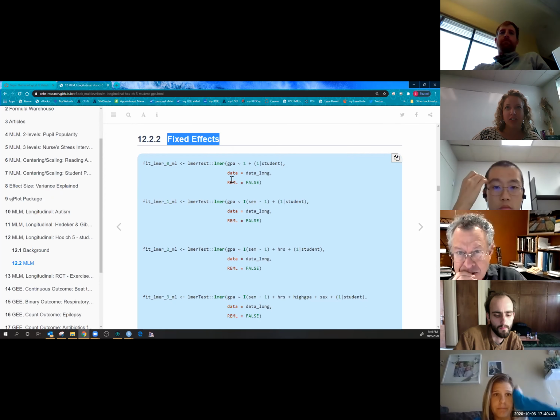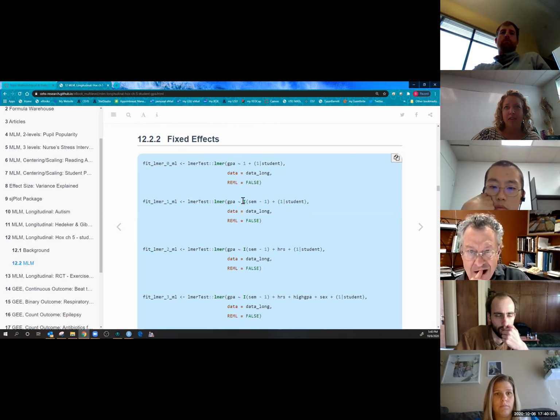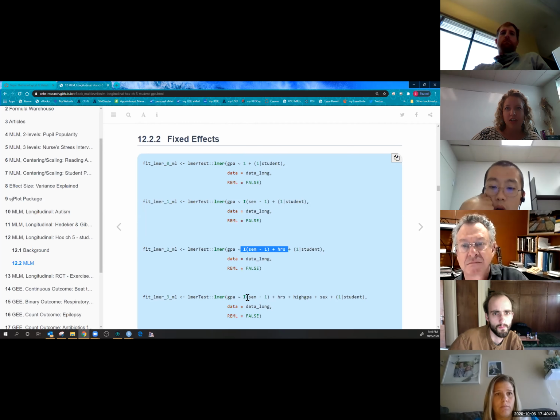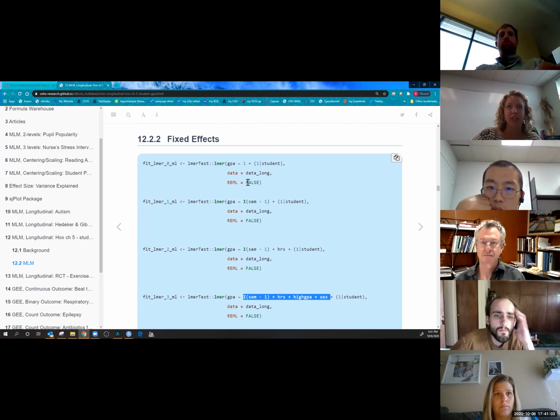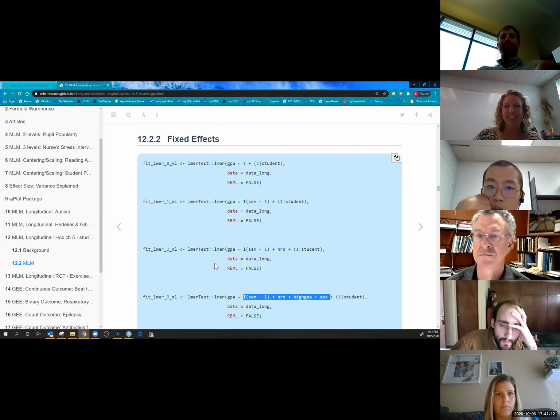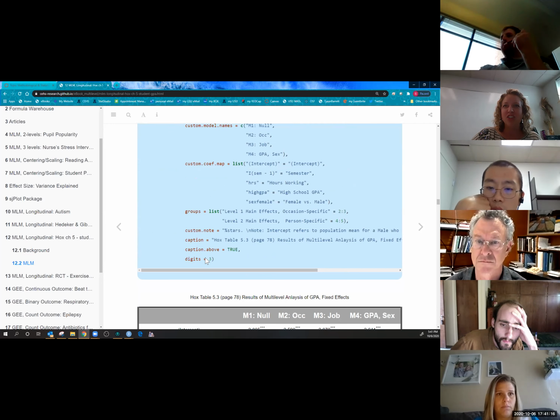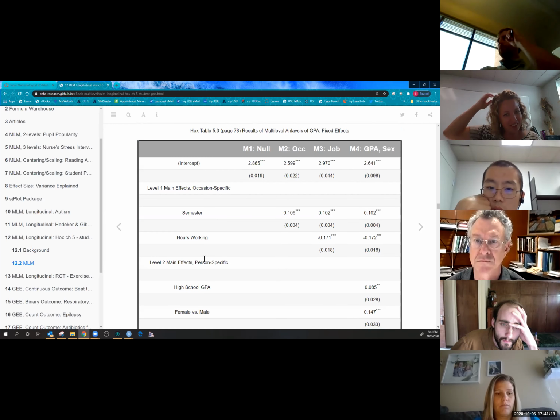For fixed effects, we're going to use ML, so REML equals false. I've built it up, first adding time and hours worked, then high school GPA, and sex. Do I really need all these intermediate models? Probably not, but I'm recreating the textbook, so I did them all. Thank you, Hox. So that I can put them together into this table.